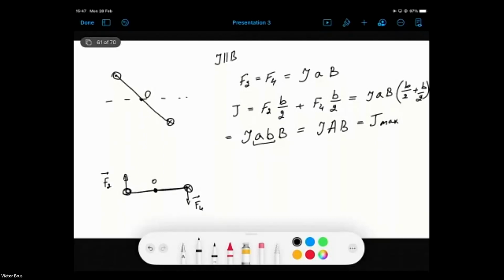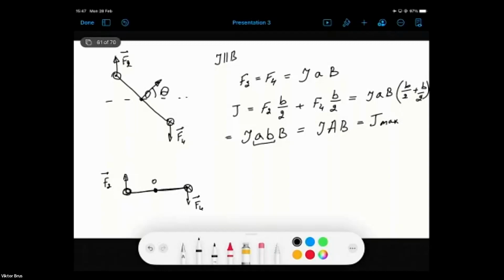And also we have some angle theta between the normal to this current loop. This is force F1. This is force, sorry, not F1, F2. This is force F4.